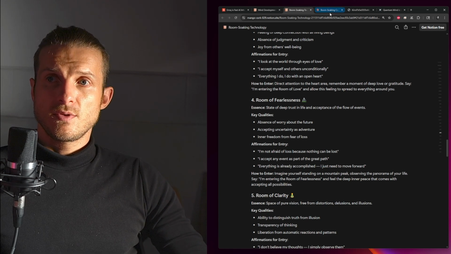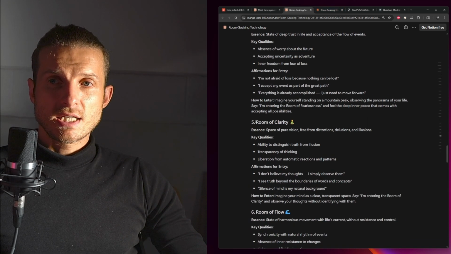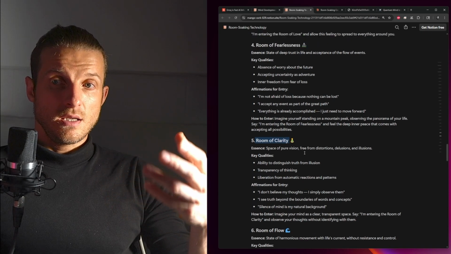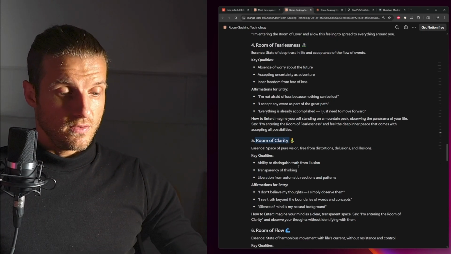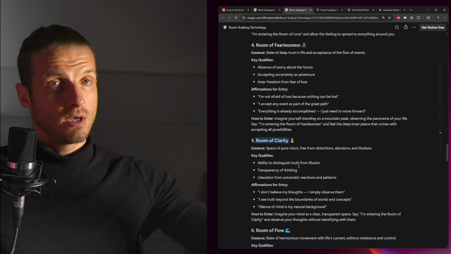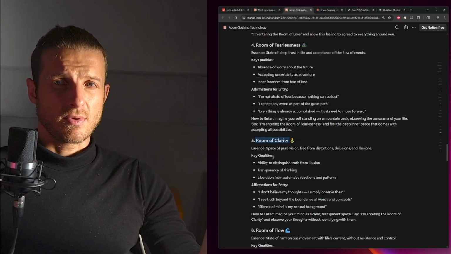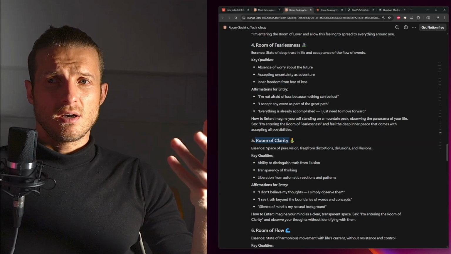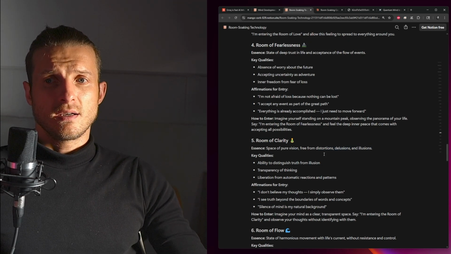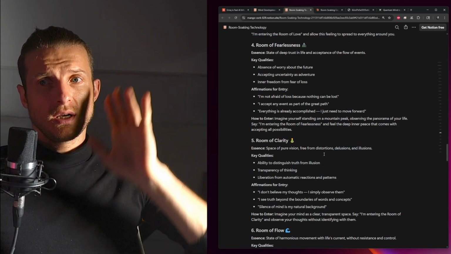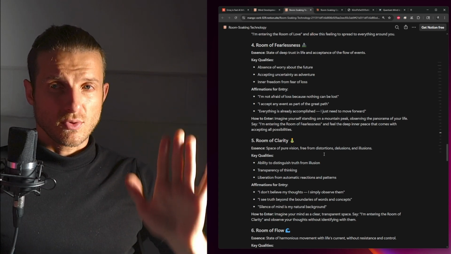Investigate. Room of clarity. It's basically, I'm in the park, but I know what I'm doing. I have a body. I feel that I'm walking in this park. So it's understanding what's happening. Space, pure vision, free from distortion, delusion, and illusions, and so on. And I know that I'm aware of my thoughts. I know what I'm doing, why I'm doing. So it's clarity.